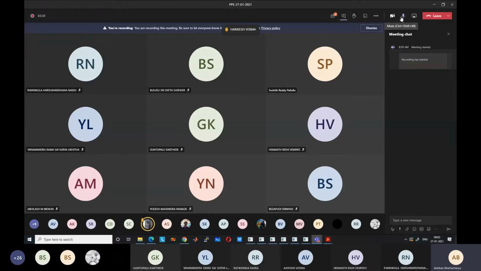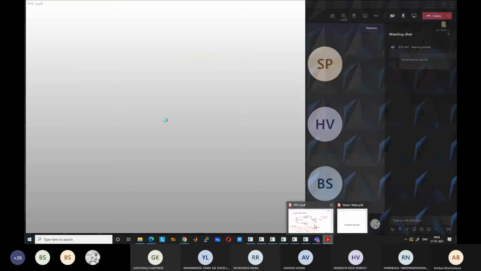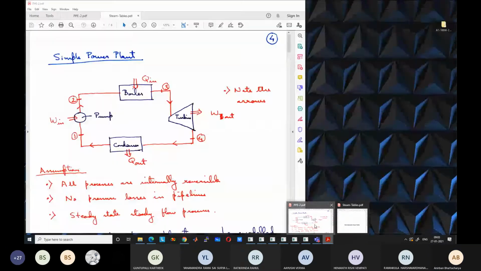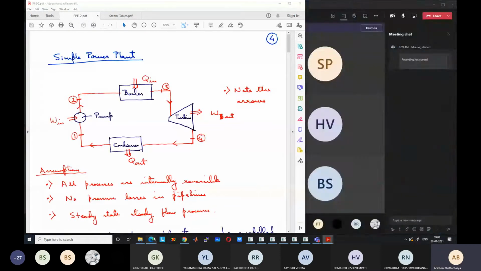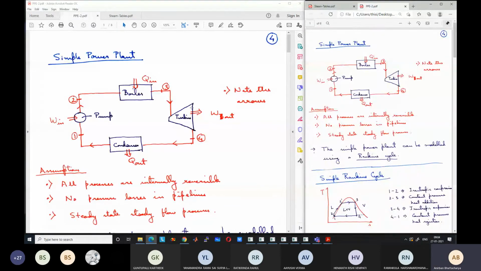So we will continue our discussion from the previous class where we are discussing about Rankine cycles. Let me keep the notes open, same notes on both sides in case we need to refer to some previous pages.